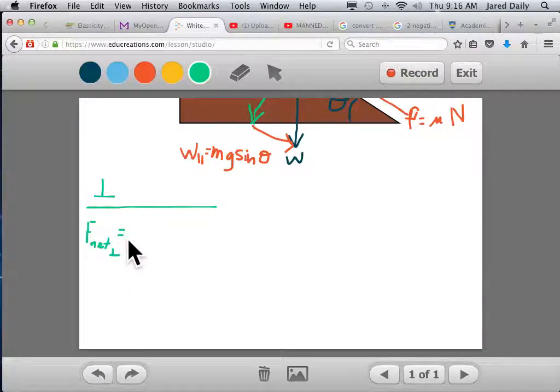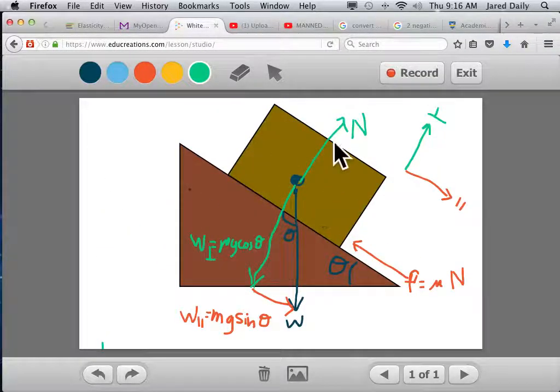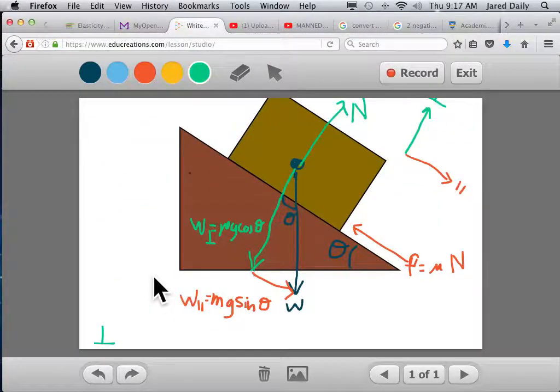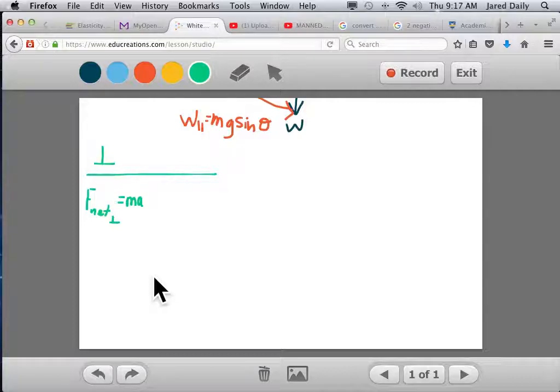Mass times acceleration. What's the mass times acceleration in that direction? What's the acceleration up and down? What's the acceleration here? Zero, because it's not going anywhere. This thing's not jumping off the surface, and it's not falling through the surface. So the acceleration is zero in the green direction, right? All it does is sit on that surface. It never jumps off of it, never falls through it. So that equals zero.